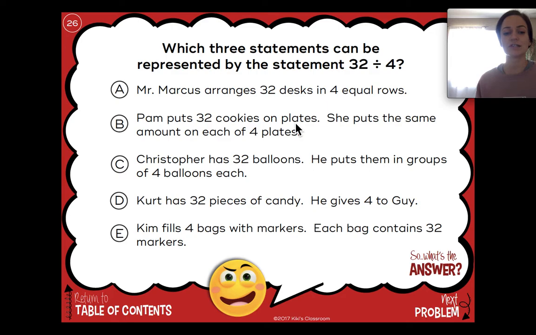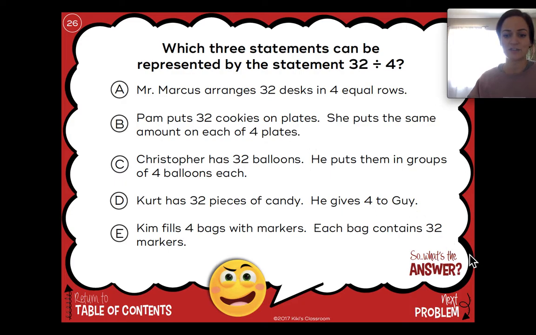Kurt has 32 pieces of candy. He gives 4 to Guy. Kim has 4 bags of markers. Each bag contains 32 markers. Okay, so go ahead, pause the video, write down 3 of the answers that go with 32 divided by 4.